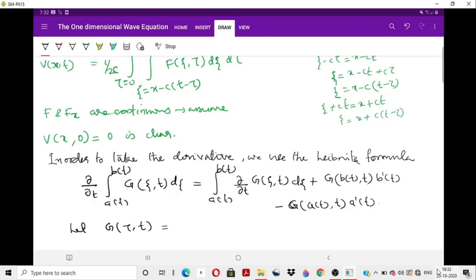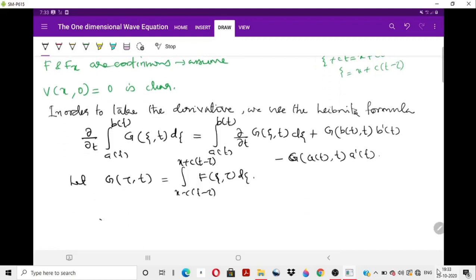So g of tau, t is equal to the integral from x minus c into t minus tau to x plus c into t minus tau of f of theta, tau d theta. Okay, so we rename this as g of tau, t. Therefore v of x,t is 1 by 2c into the integral over tau from 0 to t of g of tau, t d tau. So we can have g and v as these functions.